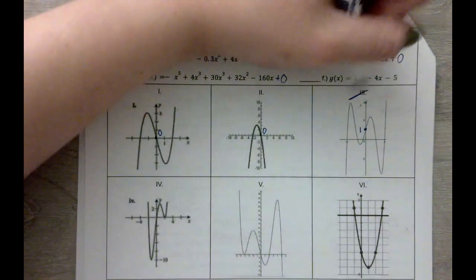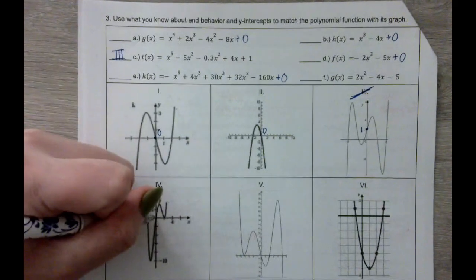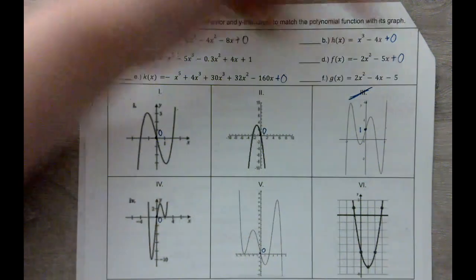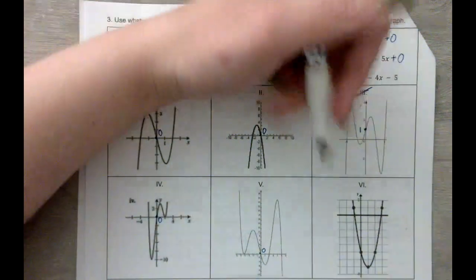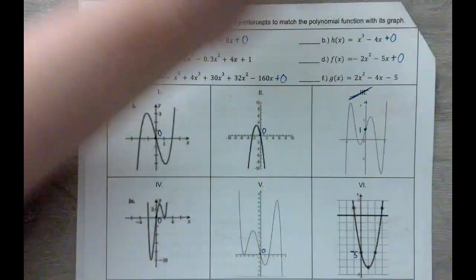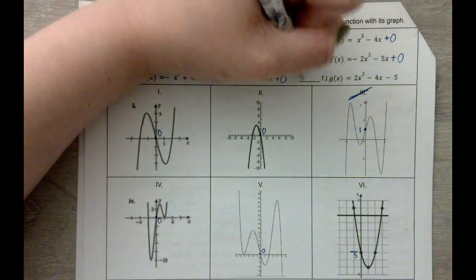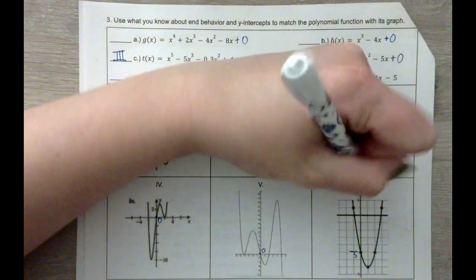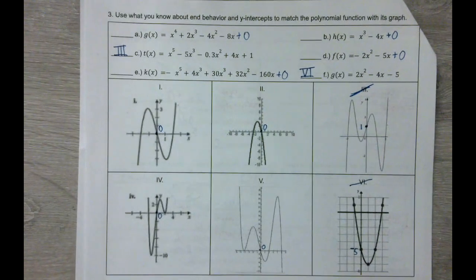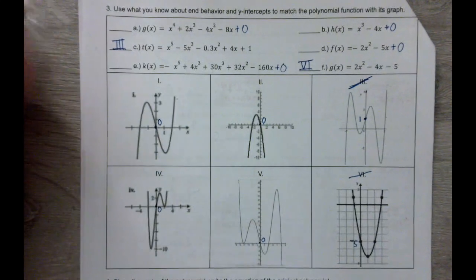So, graph 3 has been used. Graph 4 has also a y-intercept of 0. Graph 5 has a y-intercept of 0. So graph 6 must be the one that goes with F. Negative 5 is my y-intercept, and that does match equation F. So that's graph number 6. So I've already eliminated those two. Now again, the other 4, I have to use what I know about end behavior to match them up.